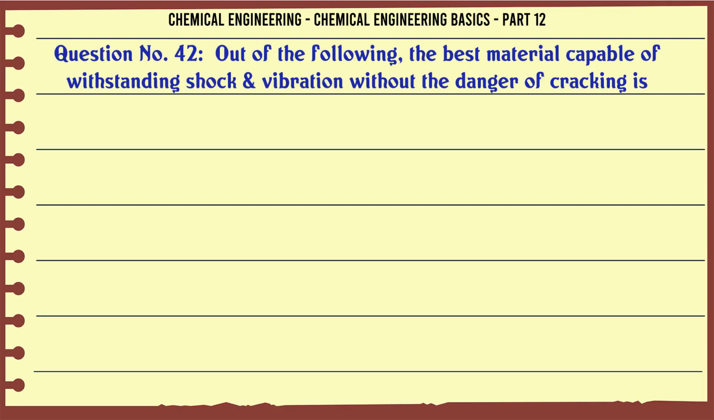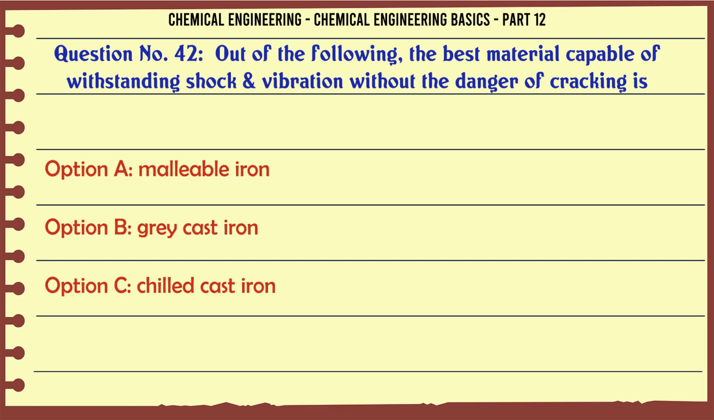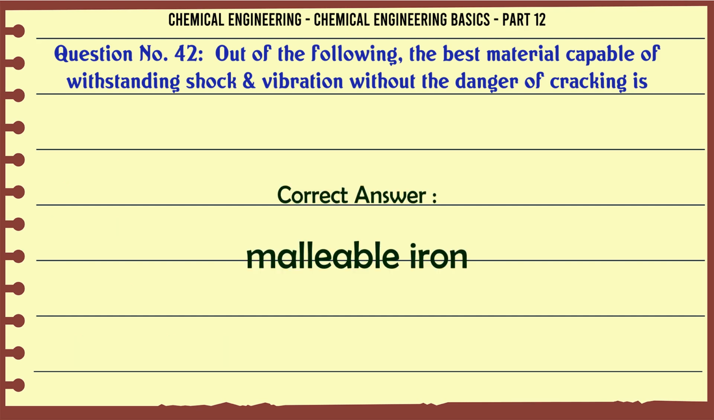Out of the following, the best material capable of withstanding shock and vibration without the danger of cracking is A. malleable iron, B. grey cast iron, C. chilled cast iron, D. white cast iron. The correct answer is malleable iron.